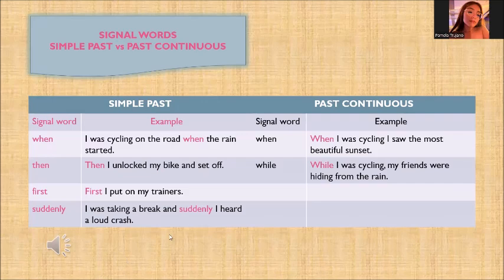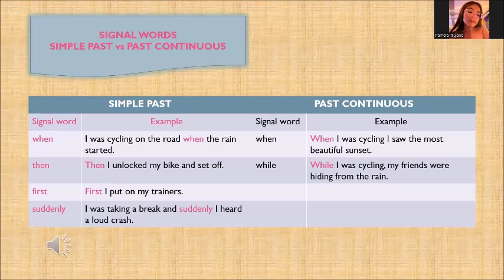I was cycling on the road when the rain started. Then I unlocked my bike, I set off. First, I put on my trainers. I was taking a break and suddenly I heard a loud crash.